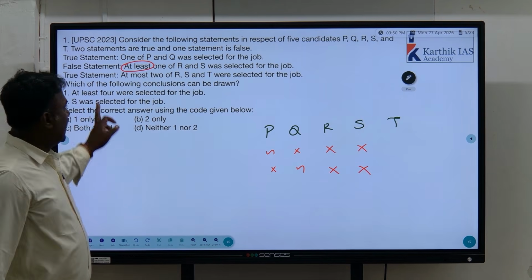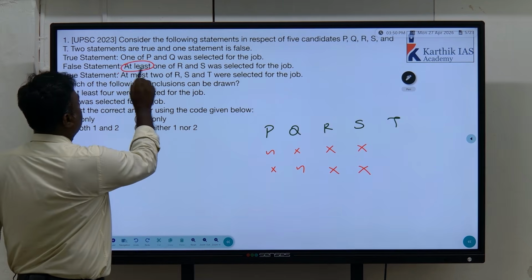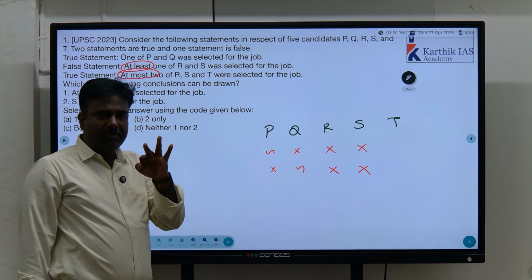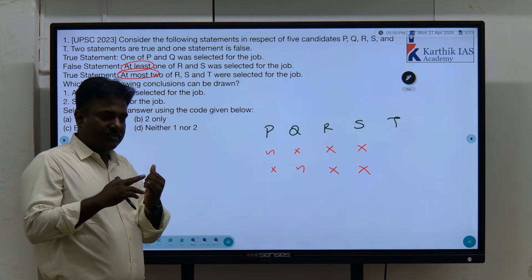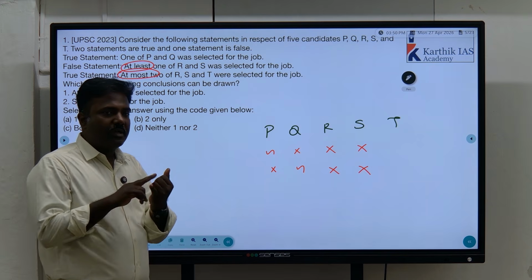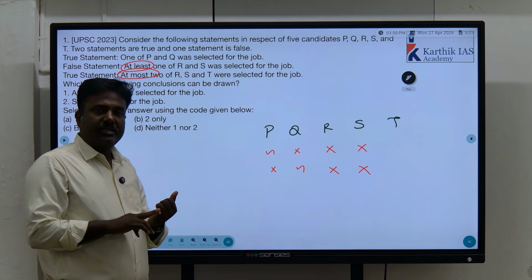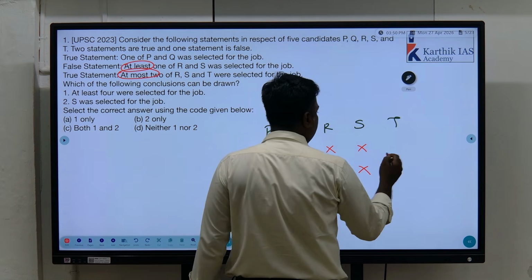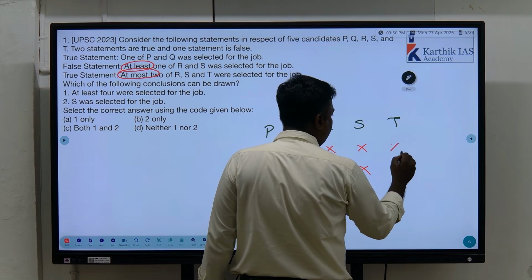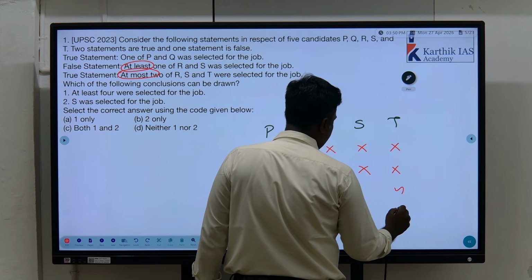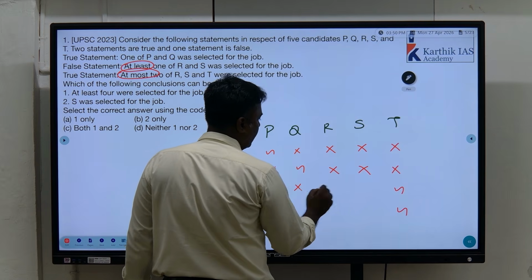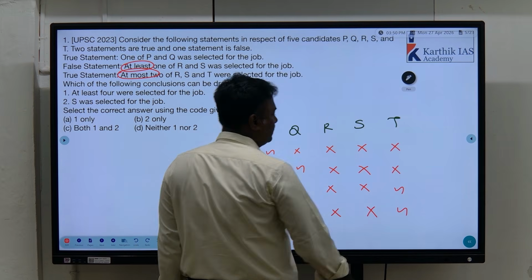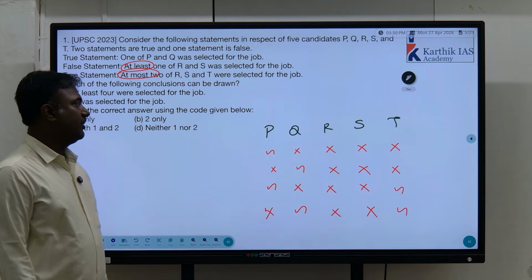Understand? At most two of R, S, T were selected for the job is a true statement again. From the 3 people, maximum 2 you can select. So you can select 0, which means you reject all 3, or you can select 1 person, or you can select 2 persons. But 2 persons is not at all possible. So there is a possibility you may select T, you may reject T.